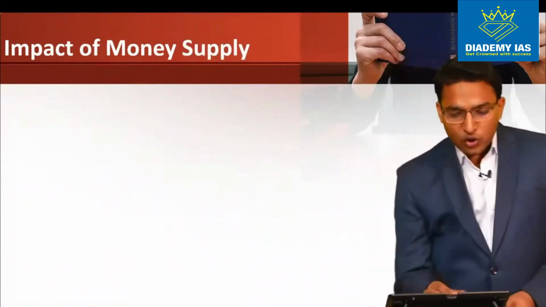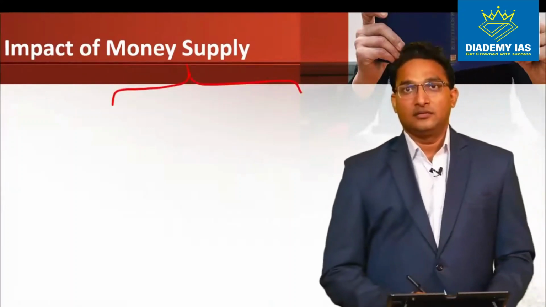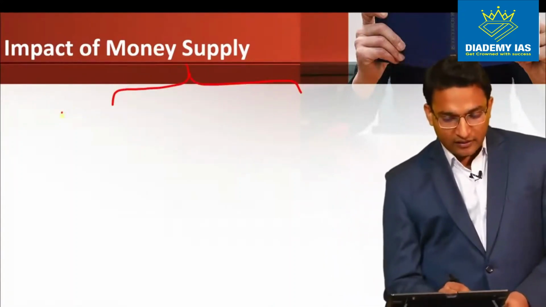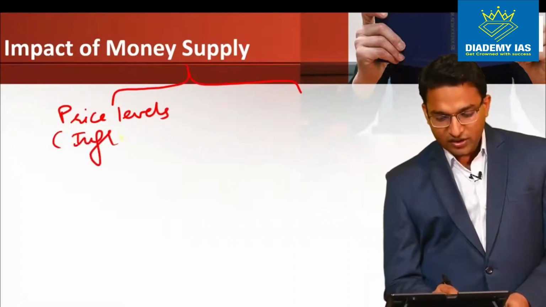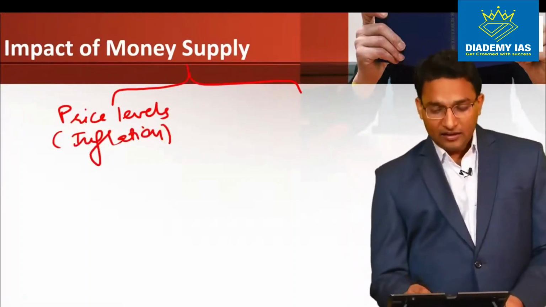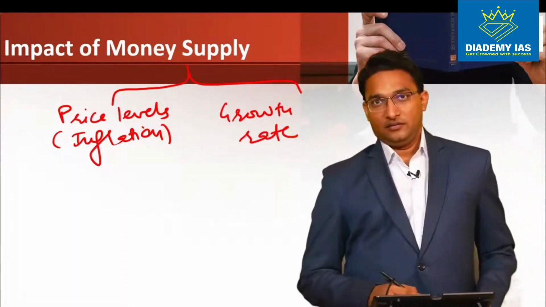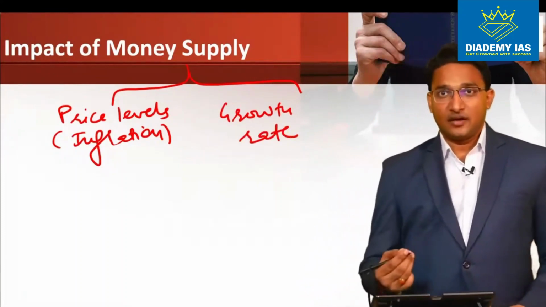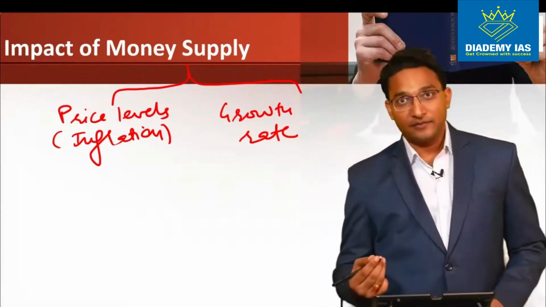There are two ways this money supply impacts the Indian economy. First of all, it affects the price levels, or in other words, inflation, mehengai. Secondly, it impacts the growth rate. Let us see each of these, how inflation is impacted and how the growth rate is impacted.